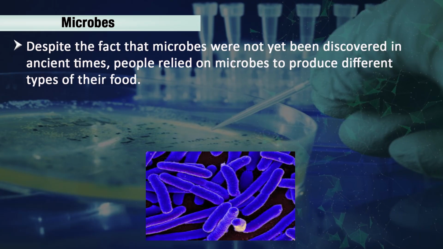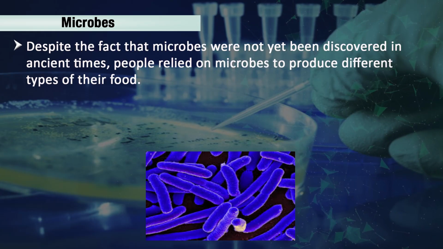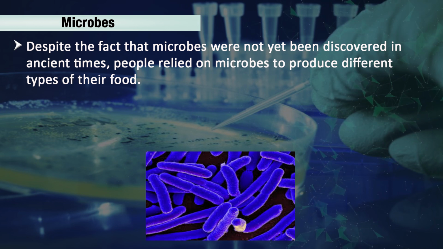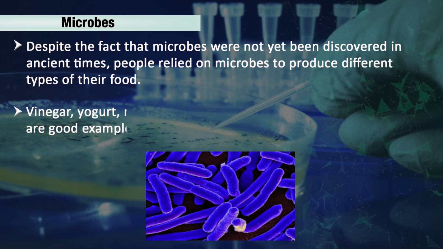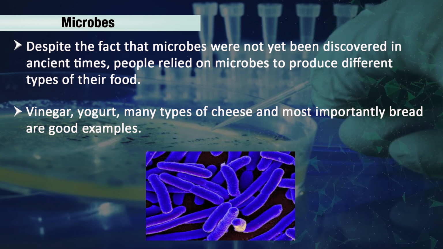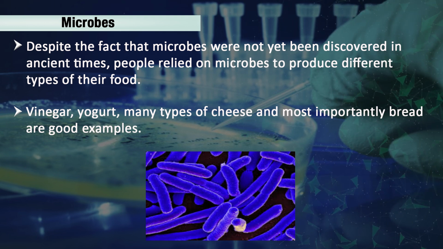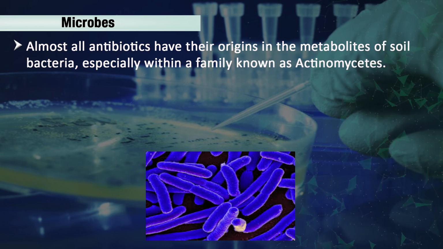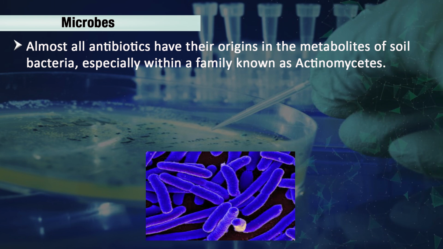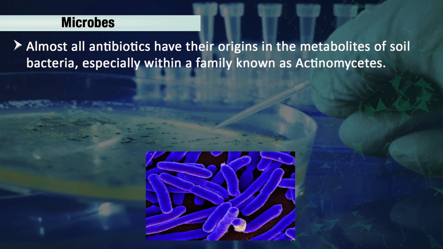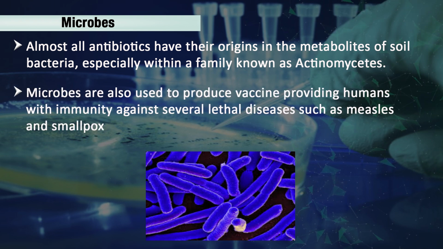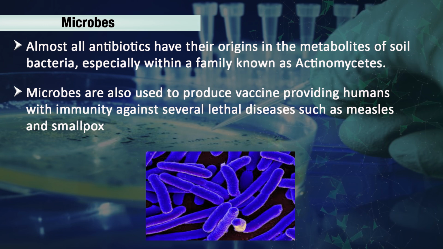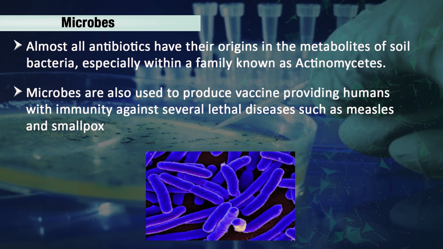Despite the fact that microbes had not yet been discovered in ancient times, people relied on microbes to produce different types of food. Vinegar, yogurt and many types of cheese were important examples. Almost all the antibiotics have their origins in the metabolites of soil bacteria, especially within a family known as Actinomycetes. Microbes are also used to produce vaccines, providing humans with immunity against several lethal diseases such as measles and smallpox.